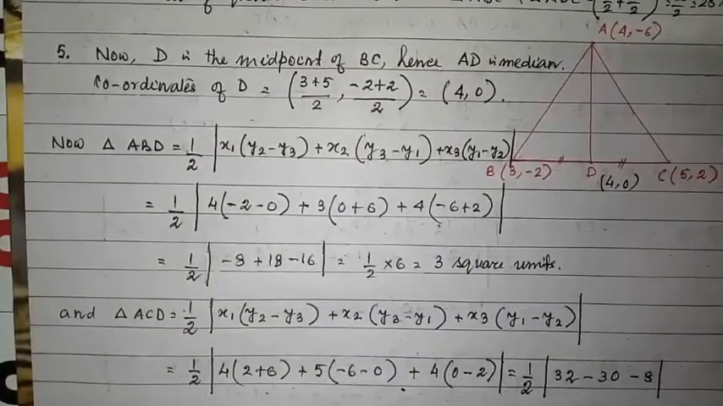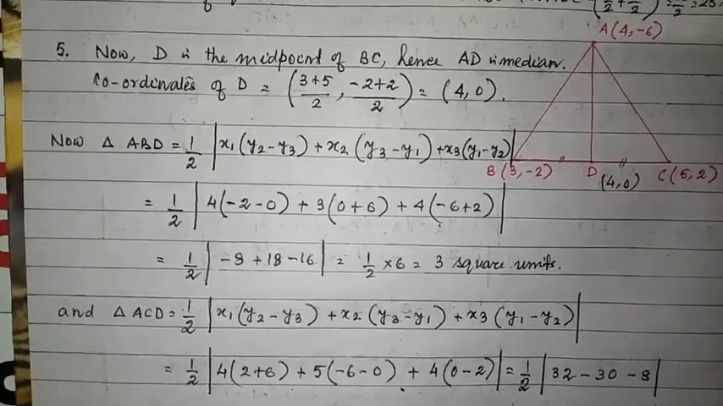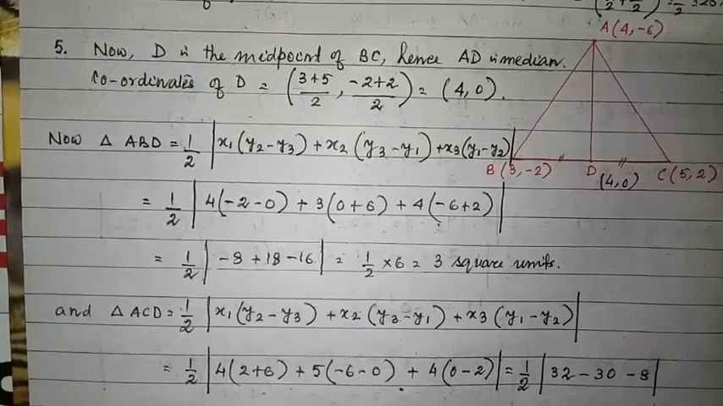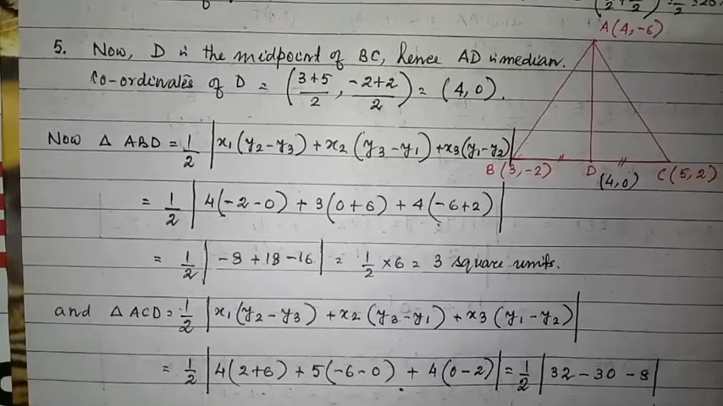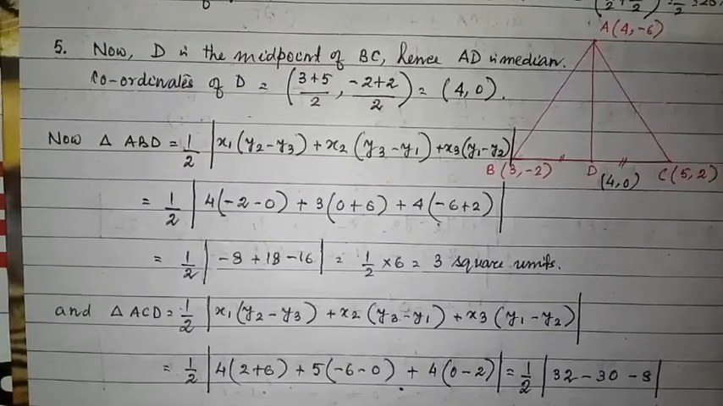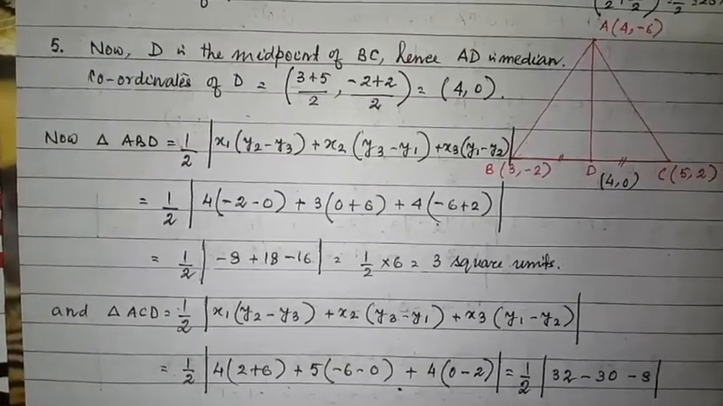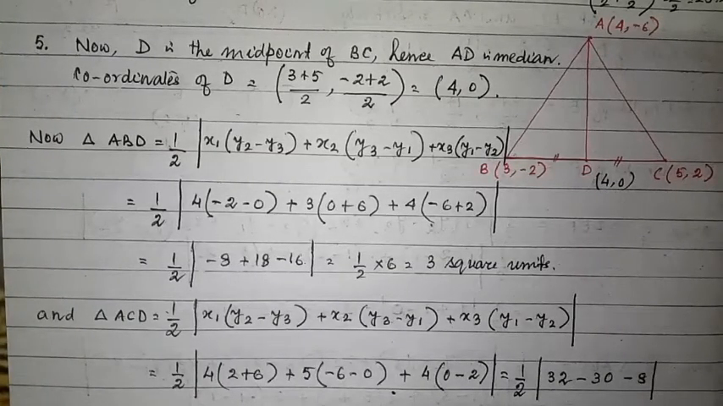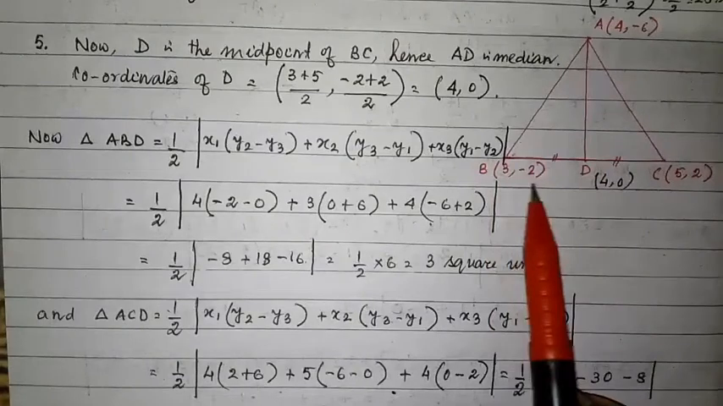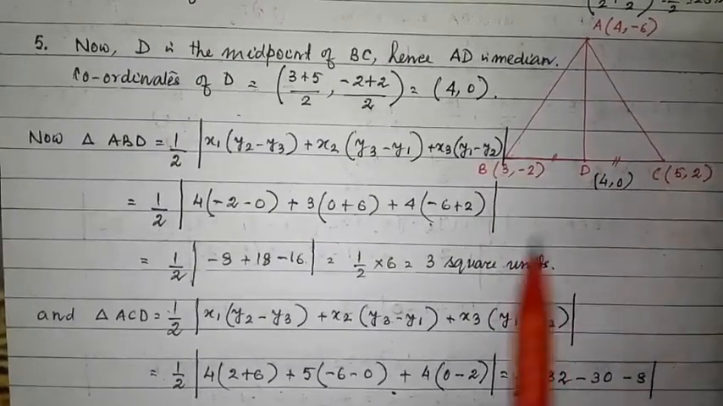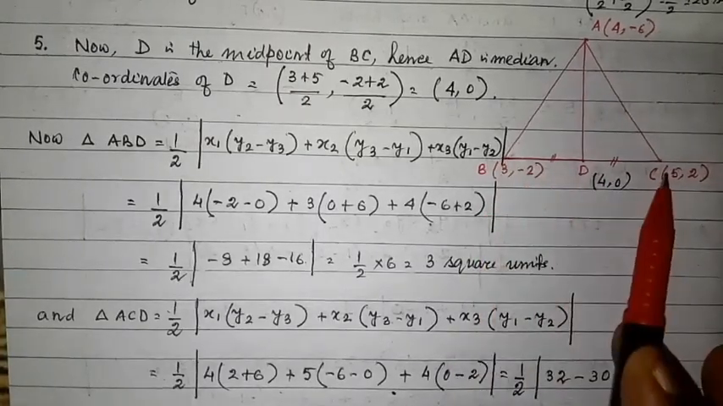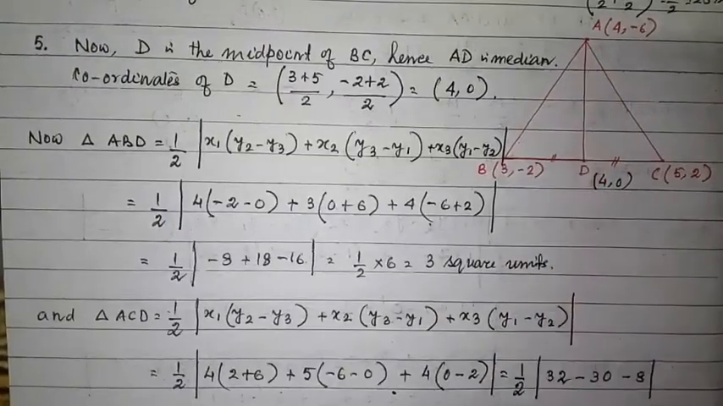Now fifth question and the last question of exercise 7.3. You have studied in class 9 that a median of a triangle divides it into two triangles of equal areas. Verify this result for triangle ABC, whose vertices are A (4, minus 6), B (3, minus 2), and C (5, 2).